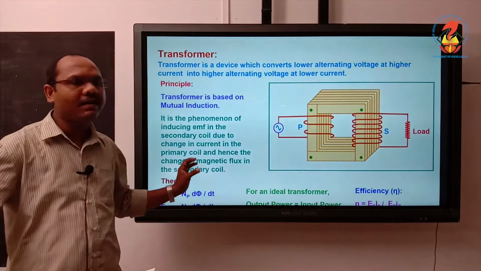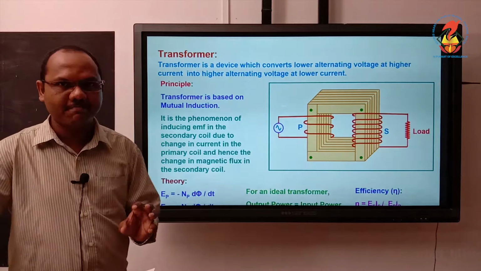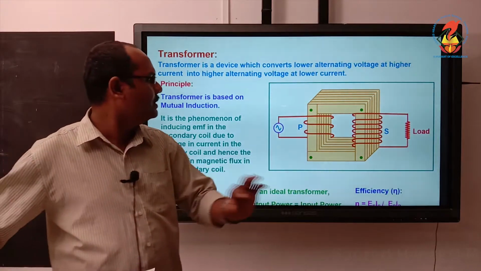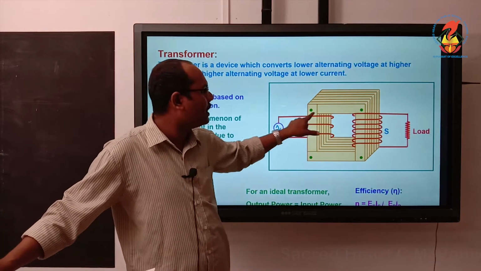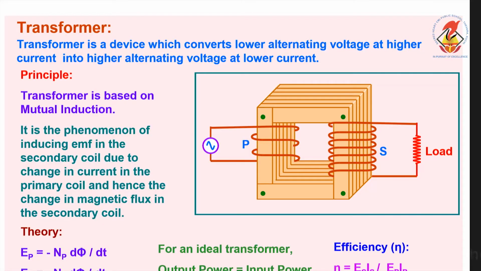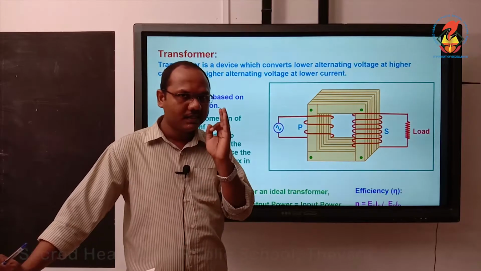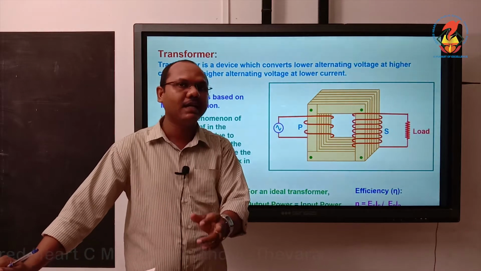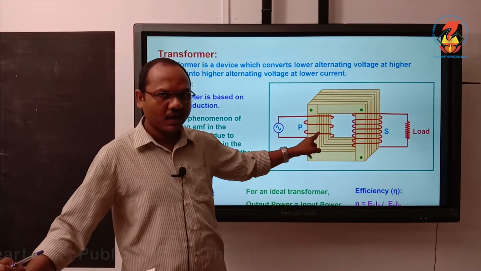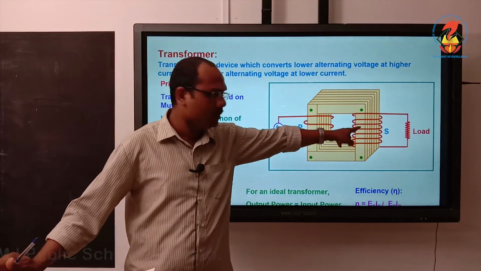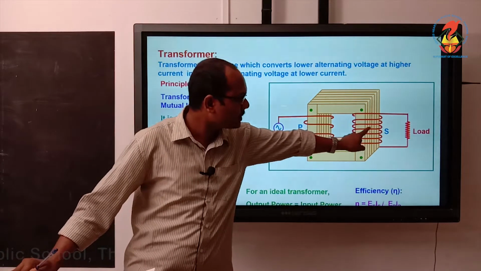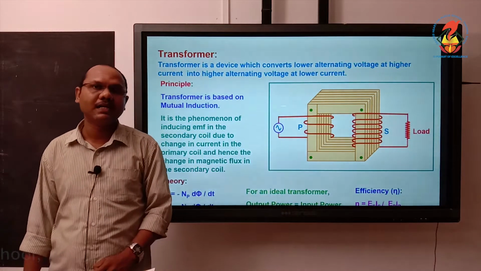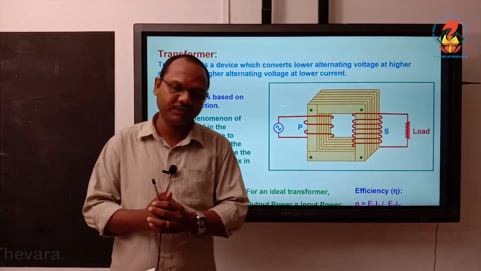So what the statement means is, whenever there is a change in the magnetic flux in the primary coil, the current will be induced in the secondary coil. Okay? Whenever there is a change in magnetic flux in the primary coil, current will be induced in the secondary coil. That is called mutual induction.